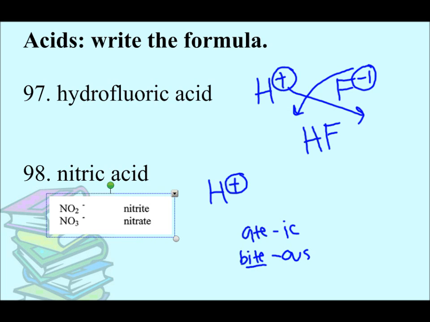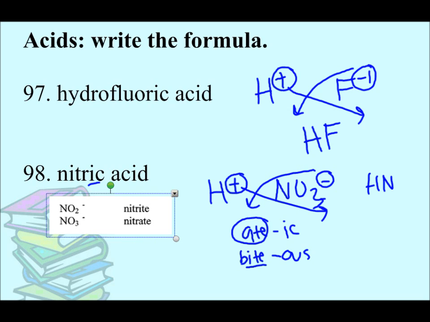So I know because the ending is ic that it had to be nitrate. And nitrate is NO3 -1. So when you crisscross the oxidation numbers, you just get HNO3 as your final answer.